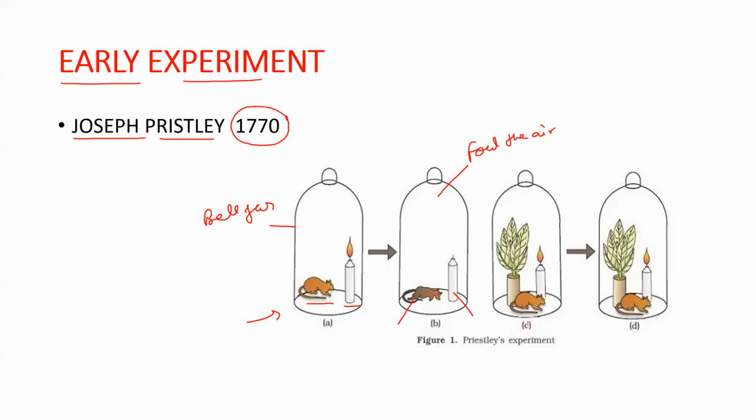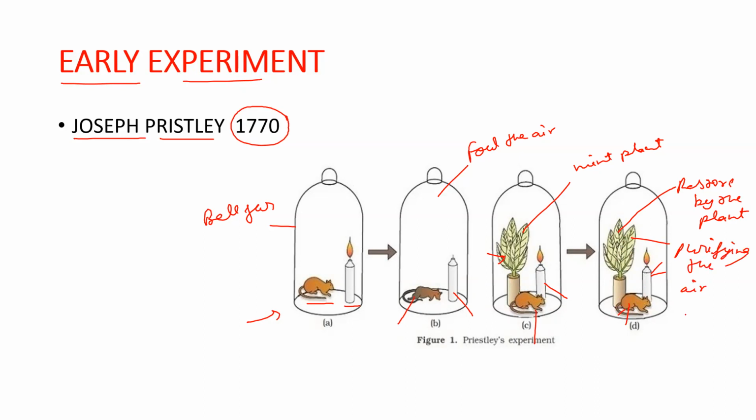So next time, he kept a mint plant with the burning candle and the mouse. So what he saw is that the candle is still burning and the mouse is still alive. So this shows the air which was fouled by the candle and the mouse is restored by the plant. Means the plant is using that thing which is released by the candle and the mouse, and also purifying the air so the mouse can breathe.